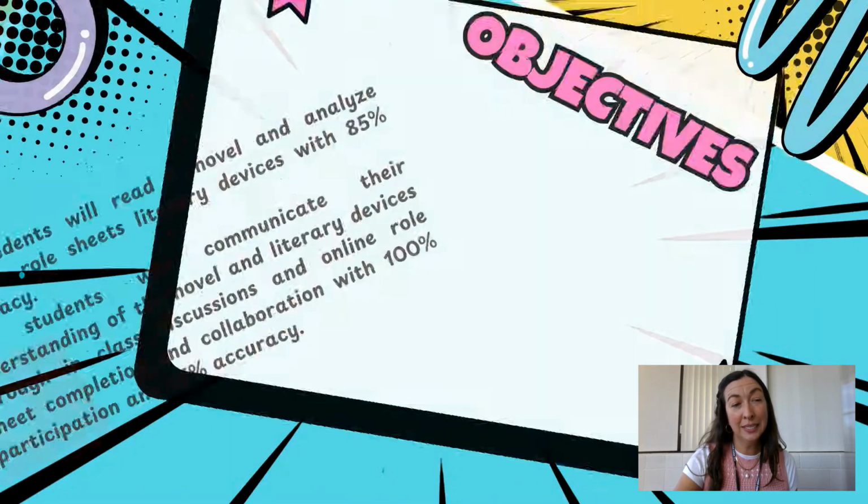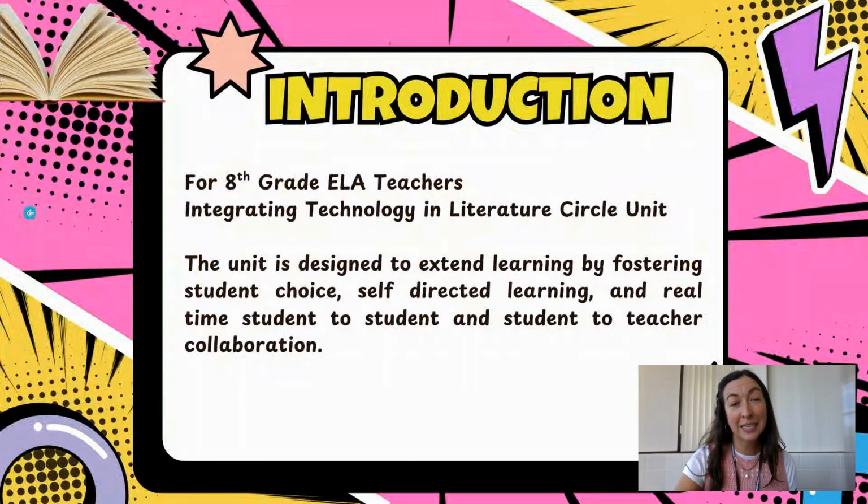This is a unit designed for 8th grade ELA teachers integrating technology into a pre-existing literature circle unit. The unit is designed to extend learning by fostering student choice, self-directed learning, as I had said, and to offer real-time student-to-student and student-to-teacher collaboration.